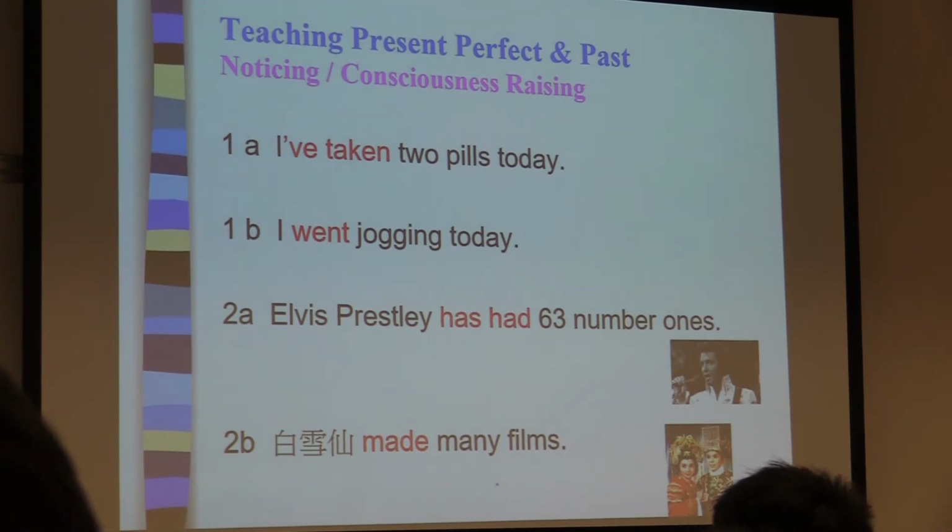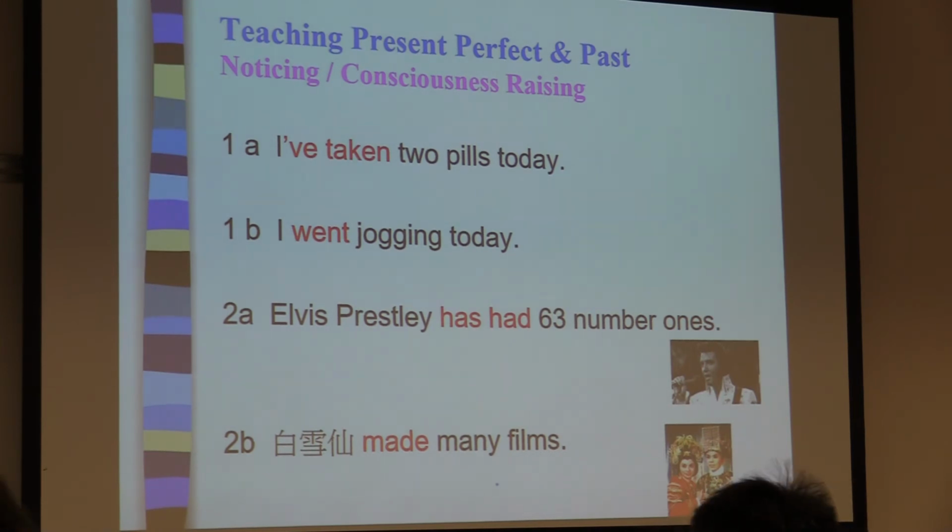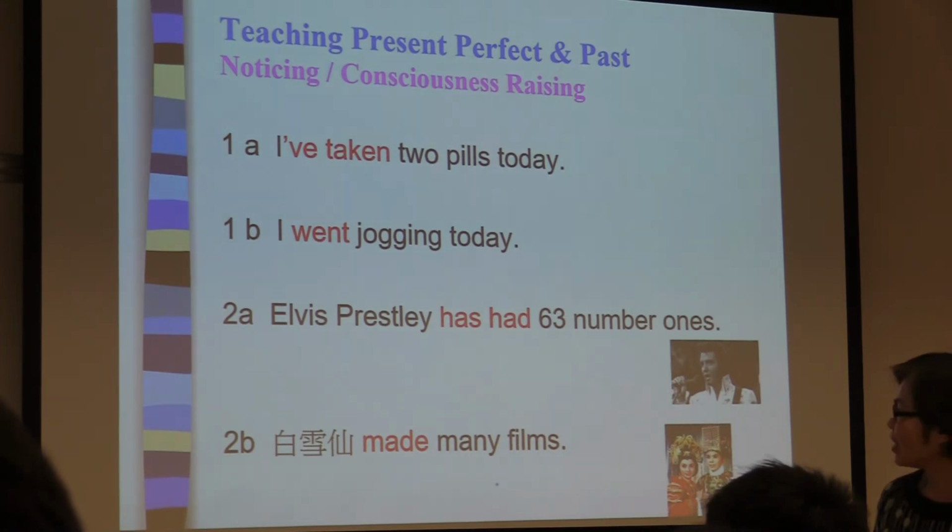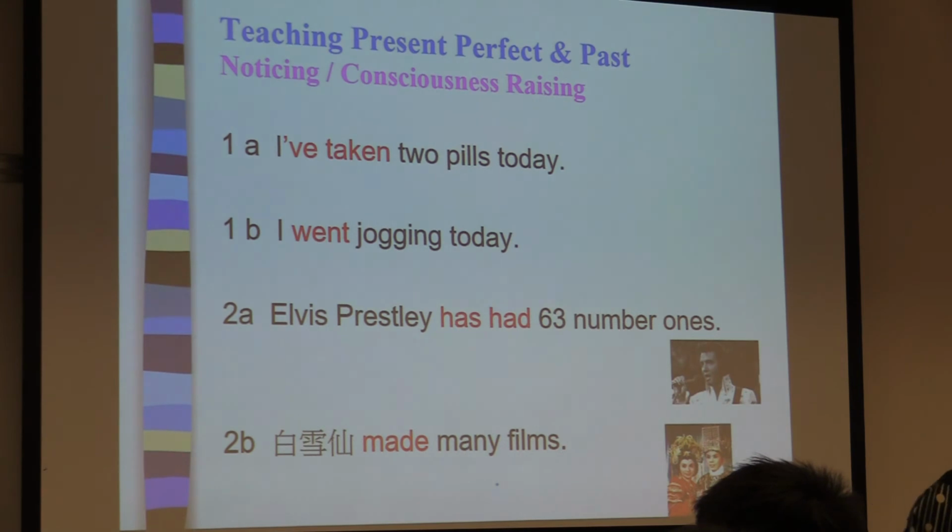Now, I've taken 2 periods today. I went jogging today. Oh, I've got the time expression today. But how come one is in the past tense and one is in the present perfect? And what are the meanings? The underlined parts will be different.